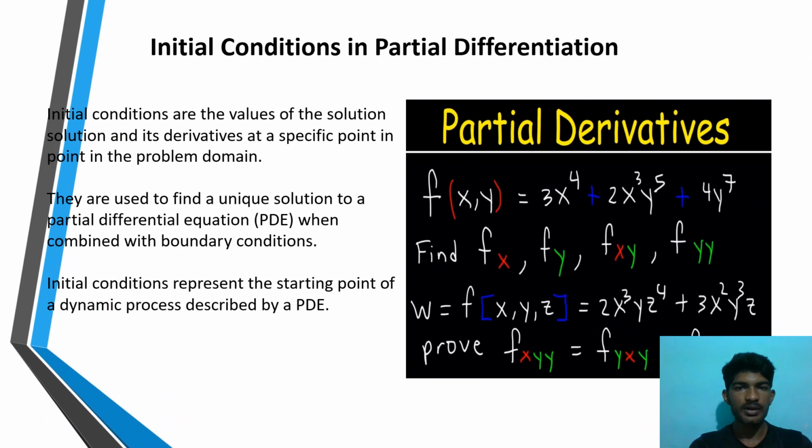Initial conditions in partial differentiation. Initial conditions are the values of the solution and its derivatives at a specific point in the problem domain. They are used to find a unique solution to a partial differential equation when combined with boundary conditions. Initial conditions represent the starting point of a dynamic process described by a partial differential equation.